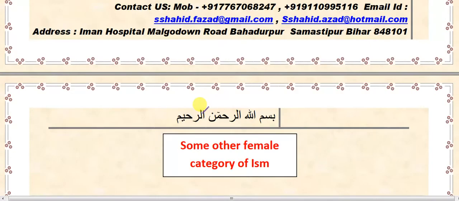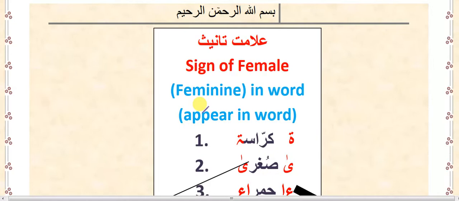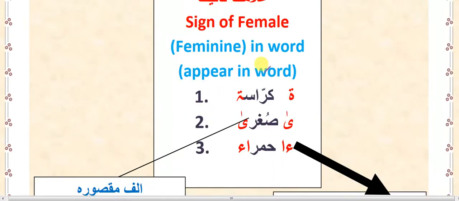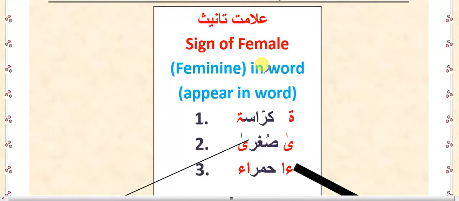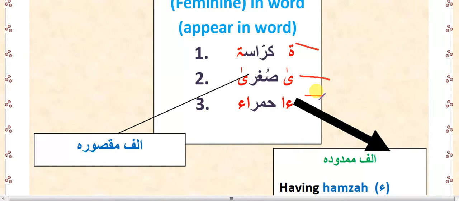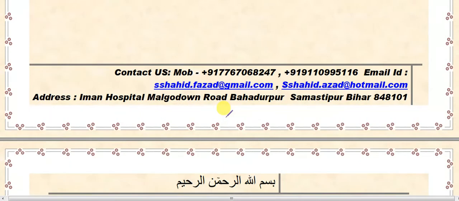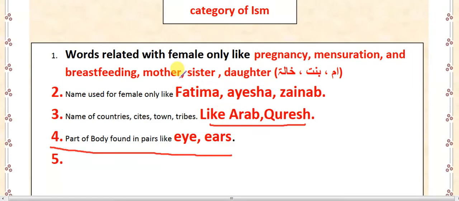So if I gather all the types of muannas together, then we can say that an ism having the property of female on it, that is the round-shaped ta, alif maqsura, or alif mamduda, is muannas. Or if any ism is used in Arabic as a muannas, then we treat that ism as muannas too. And if any ism is used for females only, related to females only, then that ism is also muannas.